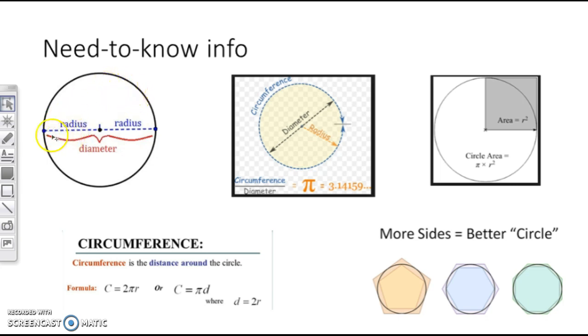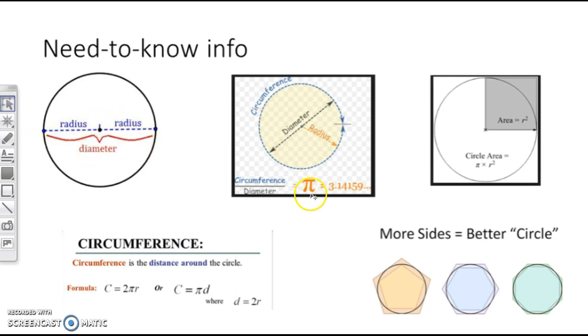First of all, you need to know that a diameter is the distance all the way across the circle that goes through the center, and a radius is halfway across the circle that goes through the center. And if you take two radii, they would add up to the diameter. So typically we say that the diameter equals 2 times r, because 2 of those radii would equal the full diameter.